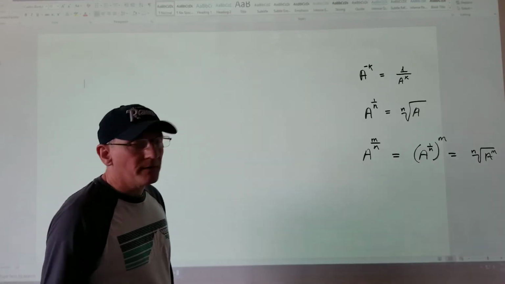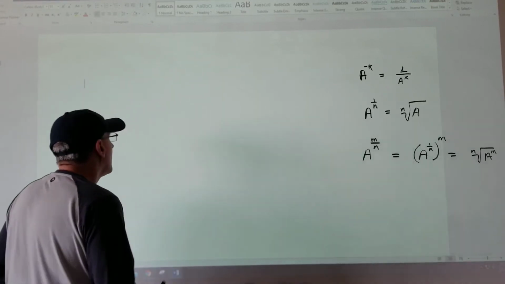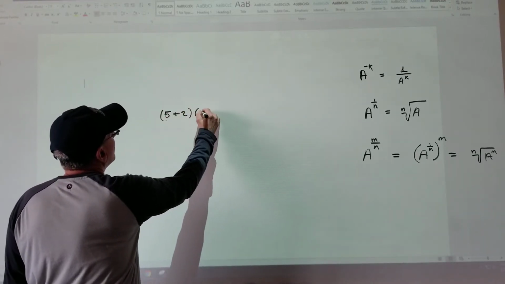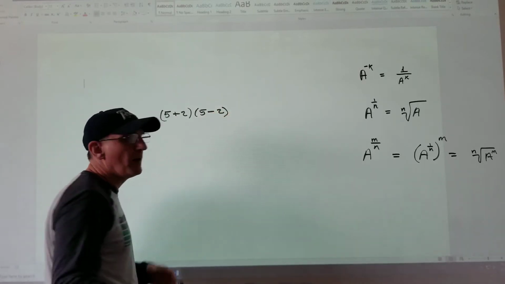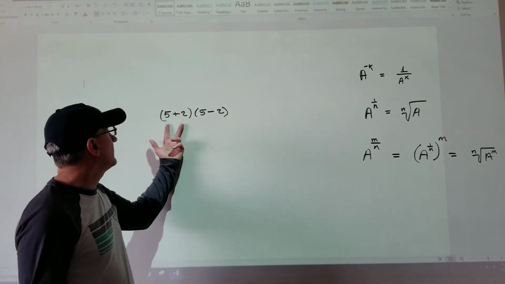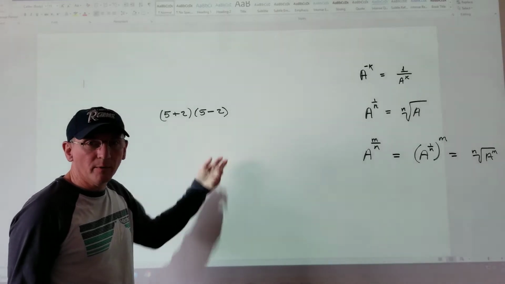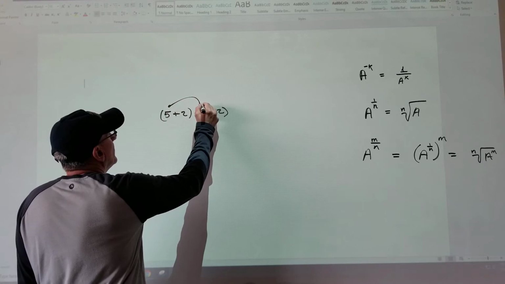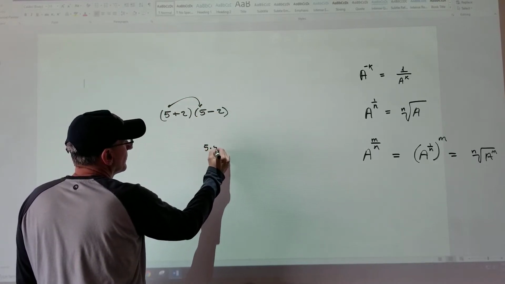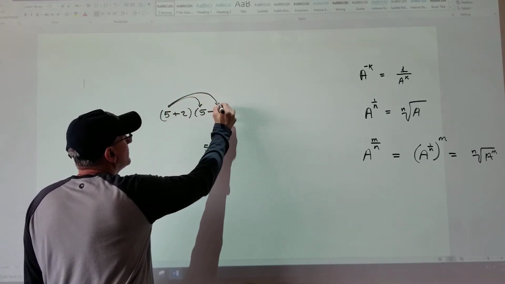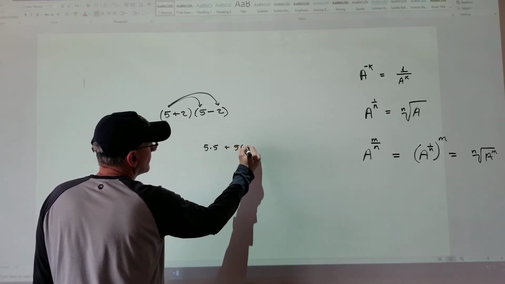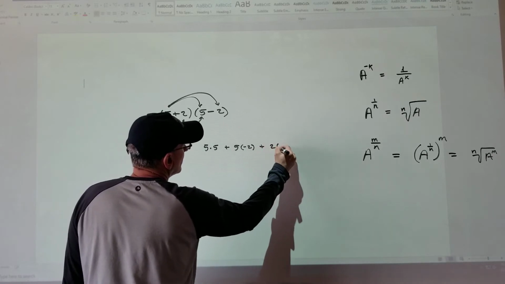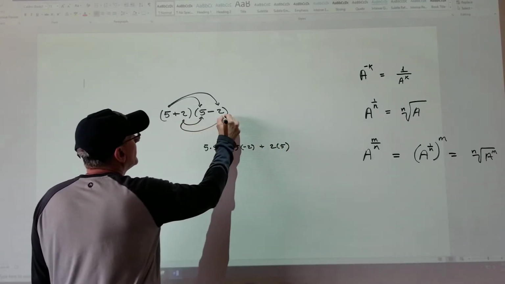And finally, last property you will need to know for this review exercise is the property of conjugates. So what are conjugates? If you multiply 5 plus 2 times 5 minus 2 like most people would, you would follow the order of operations and get a 7 and a 3, and 7 times 3 is 21. But it turns out there's another way to do it. You could multiply 5 times 5, 5 times negative 2, and then 2 times 5, and then 2 times negative 2.